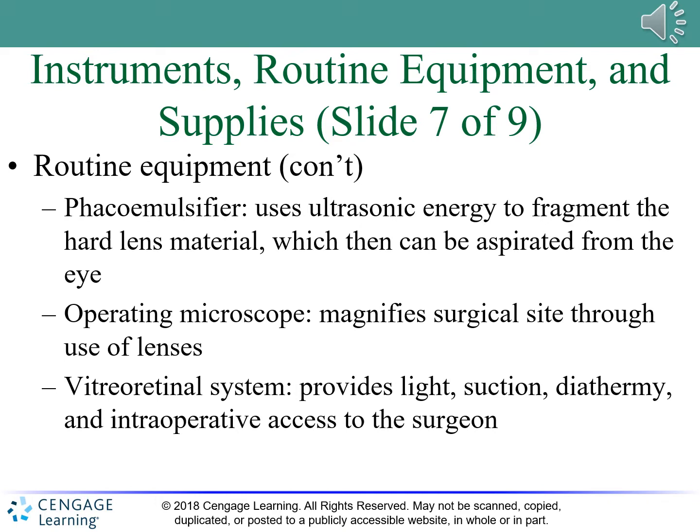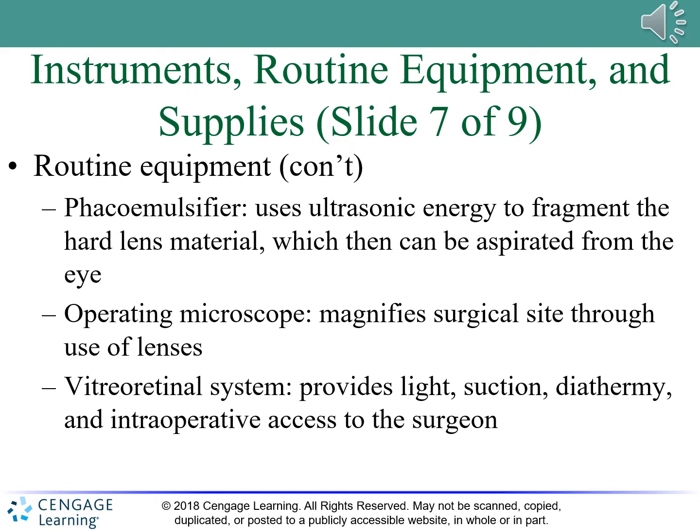All right, so on the bottom left on page 590, there's the phacoemulsifier. It's used in surgical treatment of cataracts, and cataracts are a pathological condition in which the crystalline lens has become opaque due to age or trauma. It uses ultrasonic energy to fragment the hard lens material, which then can be aspirated from the eye. It's a big blue machine. Well, it's not too big. It's about the size of a person. The phacoemulsificator, or emulsifier, excuse me.